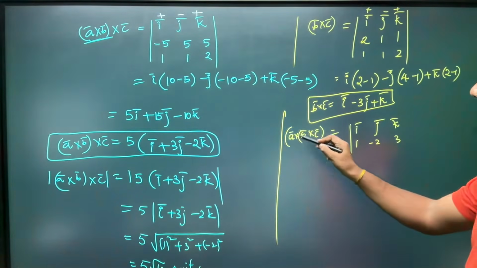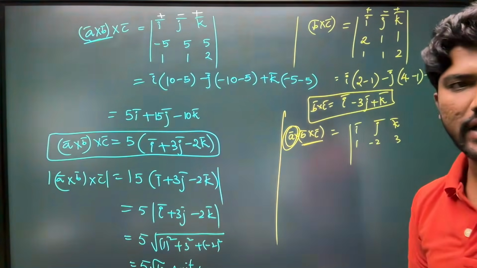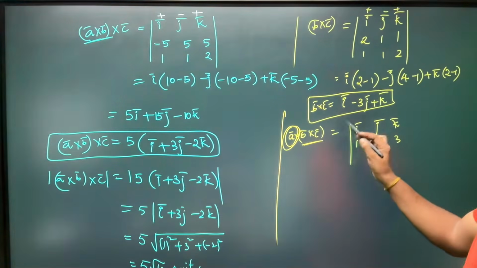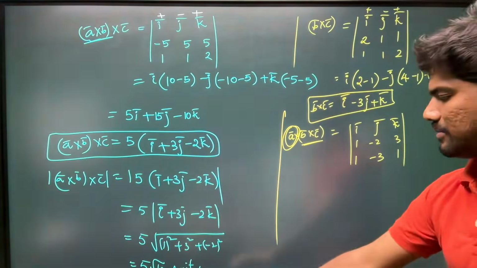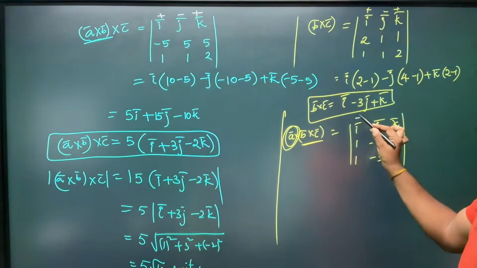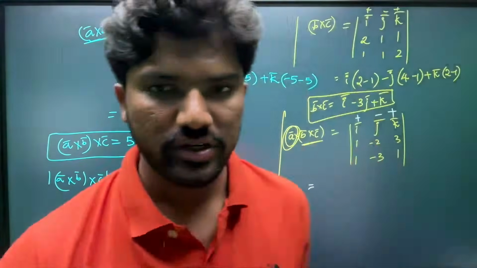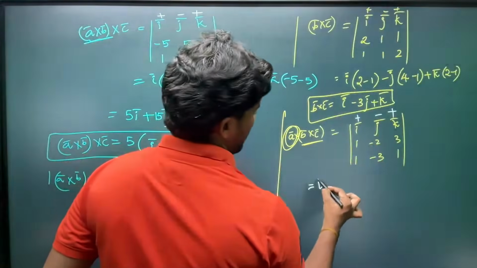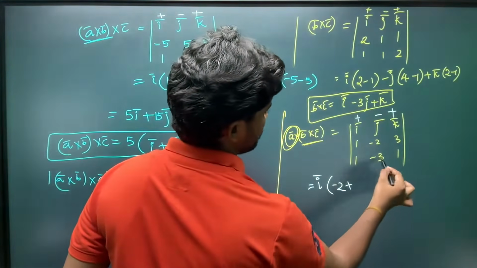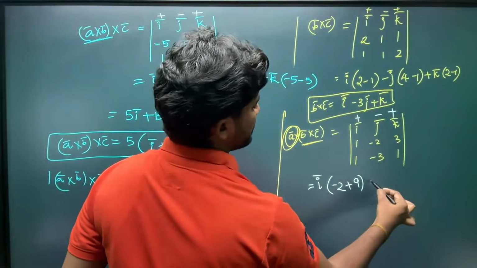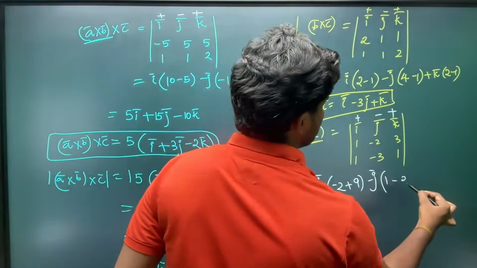Here the first vector is a bar and the second vector is b bar cross c bar. b bar cross c bar is 1 minus 3 plus 1. Again apply the condition plus minus plus. You know how to take the determinant value. So i bar into delete first row and first column, minus 2 minus into minus plus 3, 3 is 9, minus j bar into 1 minus 3.